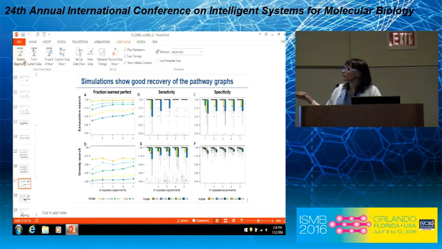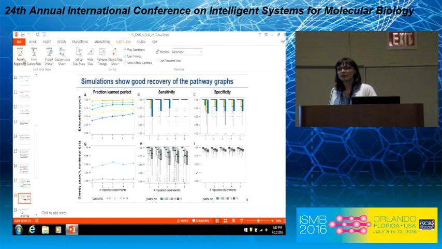Also, if you look at sensitivity and specificity of learning the edges, the median, regardless of the noise, is 1. But if we go to greedy search, then this fraction of pathways learned perfectly goes down by 40% for all levels of noise. However, if you again look at sensitivity and specificity, it stays at a very high level. It doesn't go lower than 0.8 in the worst case.